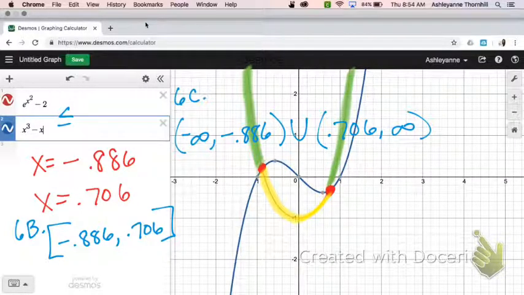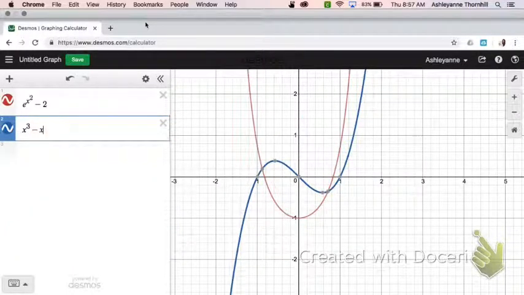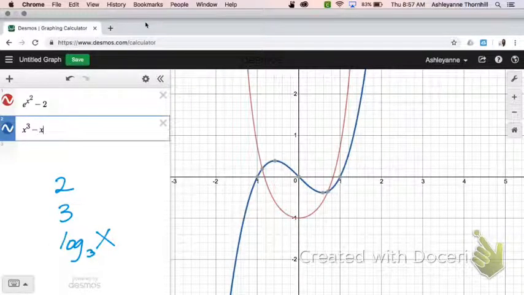Okay, next one, number 7. It has 3 different inequalities now. So let's graph 3 functions. We're going to graph 2, 3, and log base 3 of x. So I'm going to graph 3 of them and see where the log function is in between those.